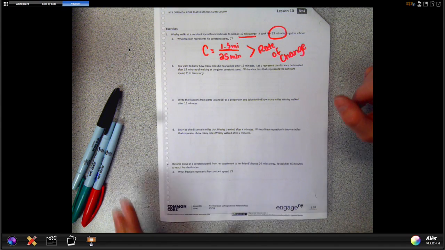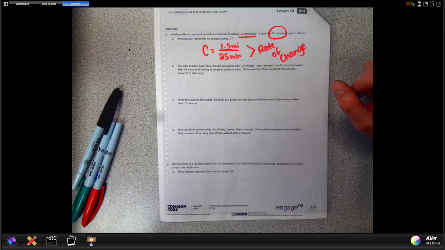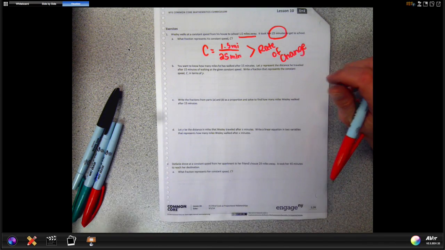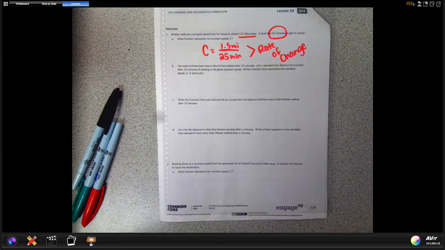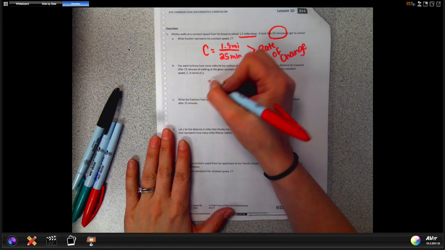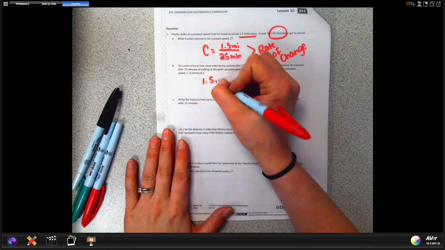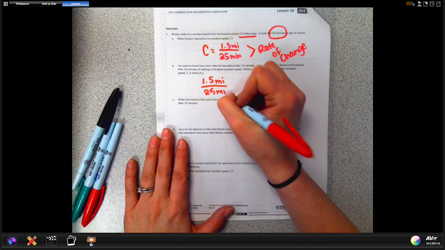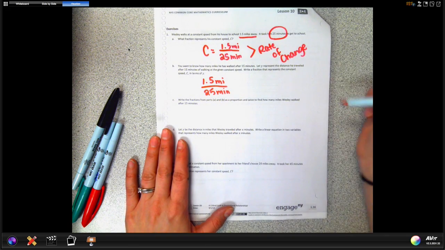So part B says you want to know how many miles he has walked after 15 minutes. Let y represent the distance he traveled after 15 minutes of walking at the given constant speed. Write a fraction that represents the constant speed c in terms of y. This is scary because there's so many variables and so many words. What this is asking you is, okay, and I'm going to rewrite this just to show you. We've got 1.5 miles in 25 minutes.